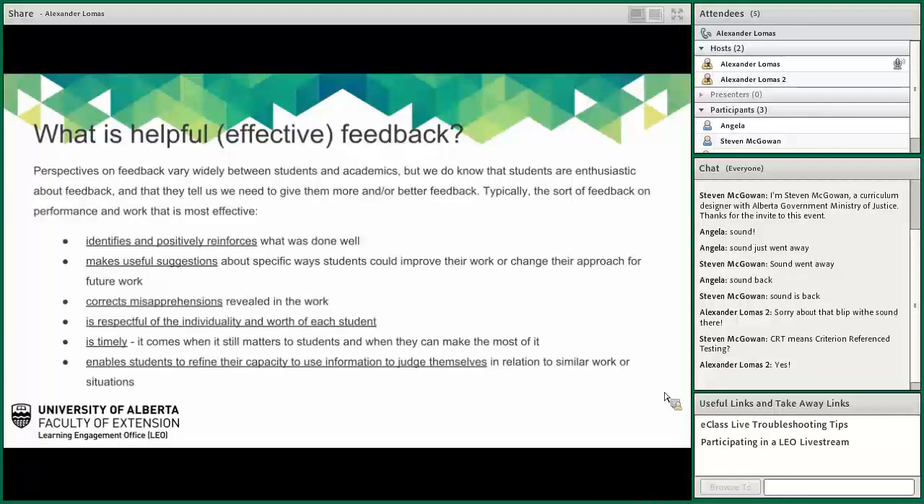And finally, it enables students to refine their capacity to use information to judge themselves. So they'll use the kind of information that you have available to you, that you have given to them, to make themselves better. Not maybe in your class, but definitely in someone else's. And if they're part of a discipline or a certification or a diploma or a degree, those are always good things because they will just simply move on and become better at what they do.